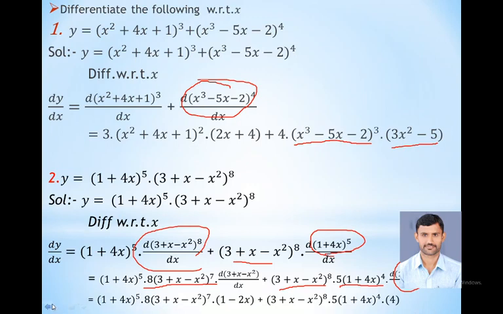Which is equal to 1 plus 4x bracket raised to 5 into 8 into 3 plus x minus x square bracket raised to 7 into derivative of 3 plus x minus x square, which is 1 minus 2x, plus 3 plus x minus x square bracket raised to 8 as it is into 5 into 1 plus 4x bracket raised to 4 into derivative of 1 plus 4x, which is nothing but 4.